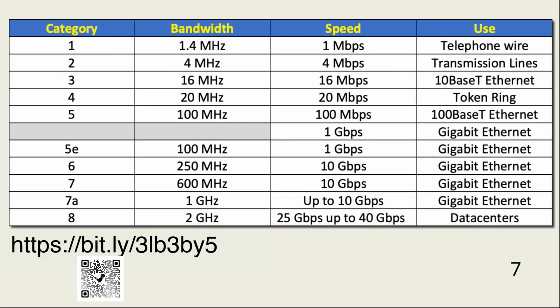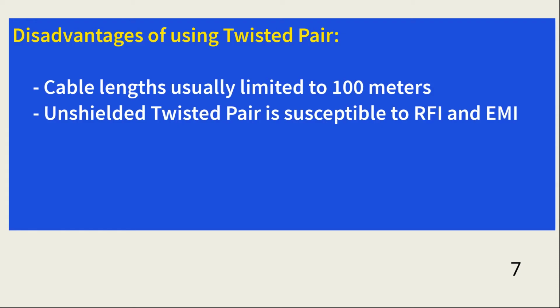There are disadvantages when using twisted pair, including cable lengths are usually limited to 100 meters. If a device is more than 100 meters from a switch, router, or other signal-enhancing device, a repeater is needed. Unshielded twisted pair is not a good choice in environments with significant EMI, such as manufacturing environments.